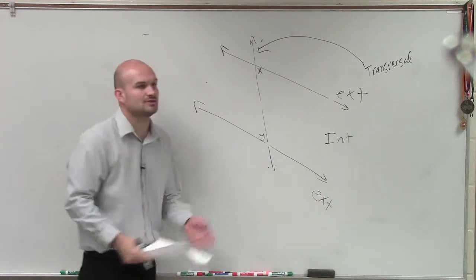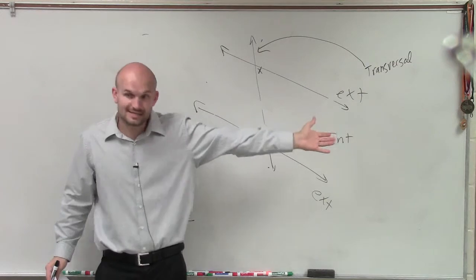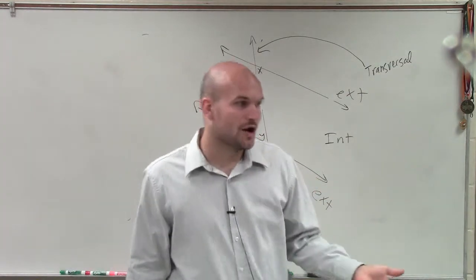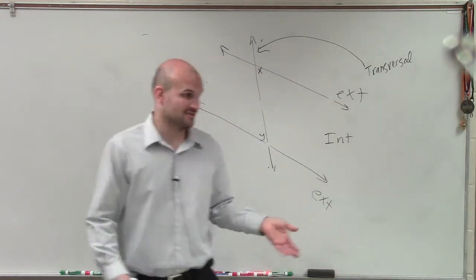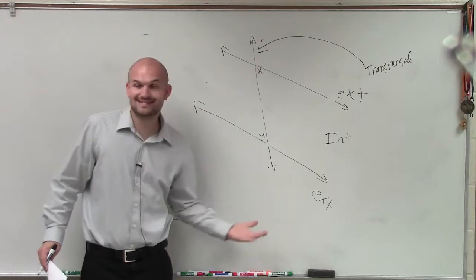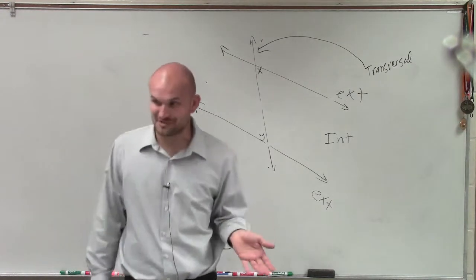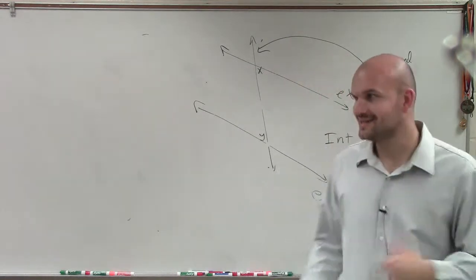So these 2 angles, do they lie in the interior of my 2 lines or the exterior? Interior. And are they on the same side, or are they on alternating sides of the transversal? That's the transversal. So they're on alternating sides. So if they're on alternating sides of the transversal and they're both interior, we call them alternate interior. Very good.